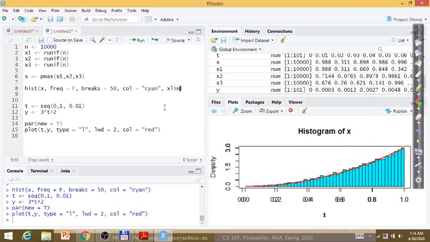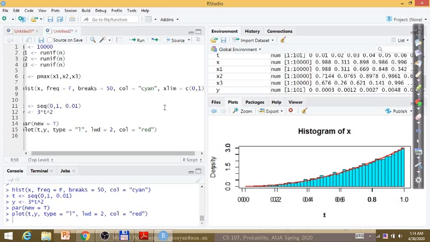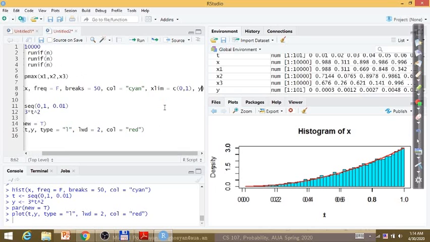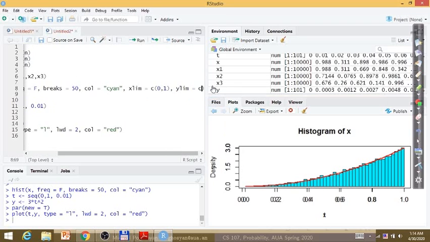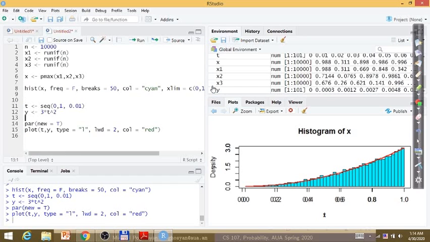So x limits is from 0 to 1 and y limits is from 0 to 3 maybe. Yeah, y limits is from 0 to 3, and I will add this also for the other graph. So I'm copying and adding here.